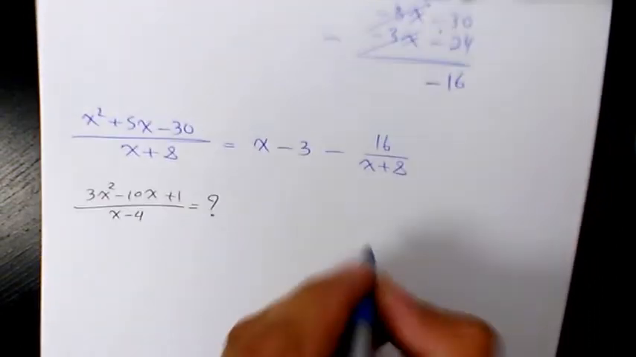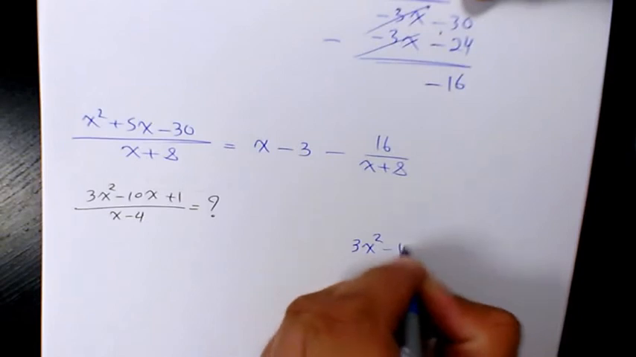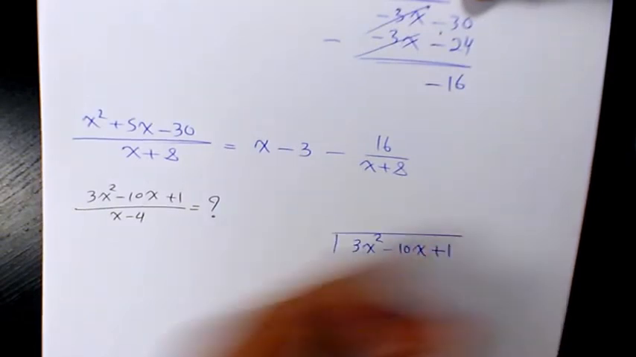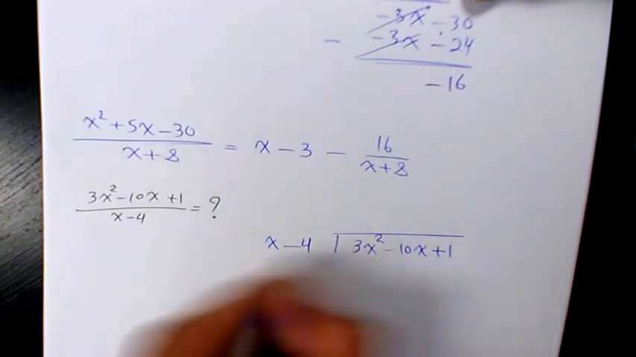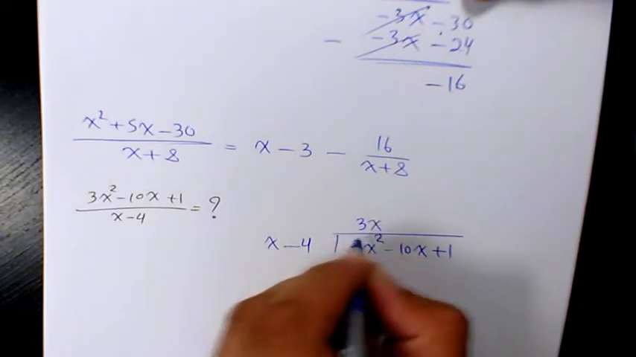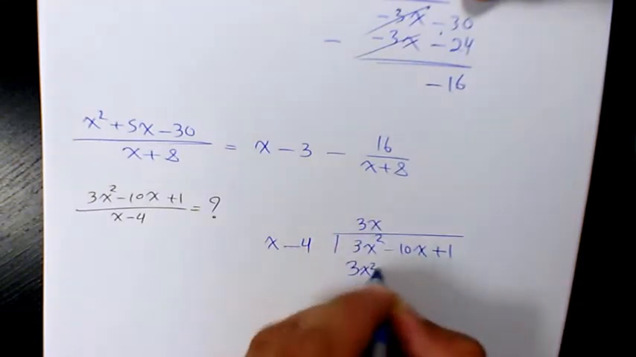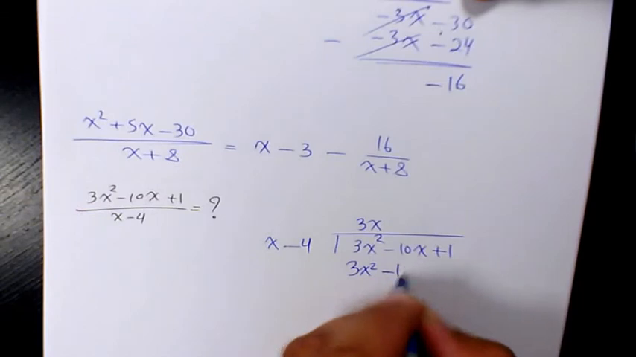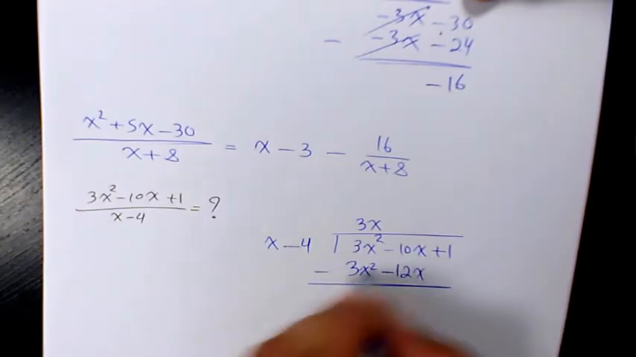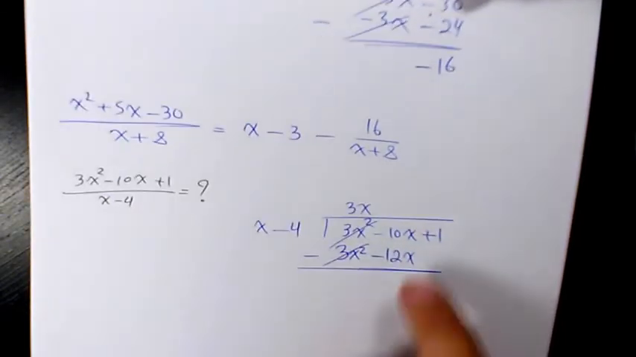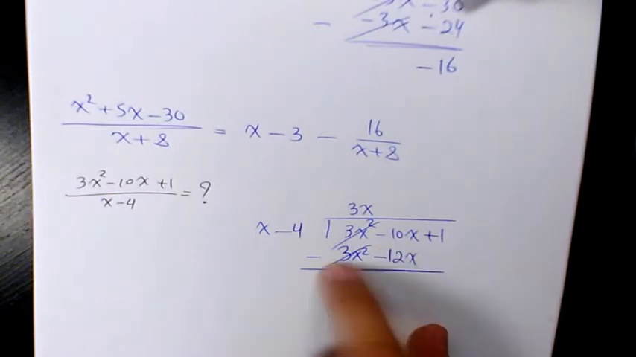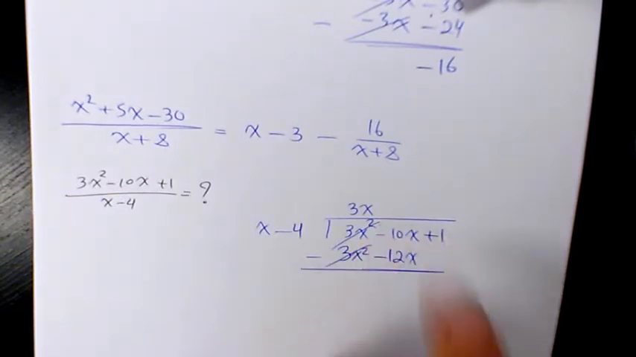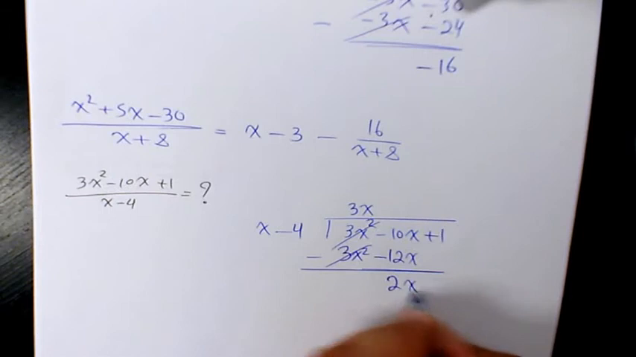Next example is 3x squared minus 10x plus 1 divided by x minus 4. 3x squared divided by x is going to be 3x. 3x times x is going to be 3x squared. 3x times negative 4 is going to be negative 12x. Cancel out. Negative 10x minus negative 12x is going to be positive 2x. Bring down the plus 1, so you have 2x plus 1.